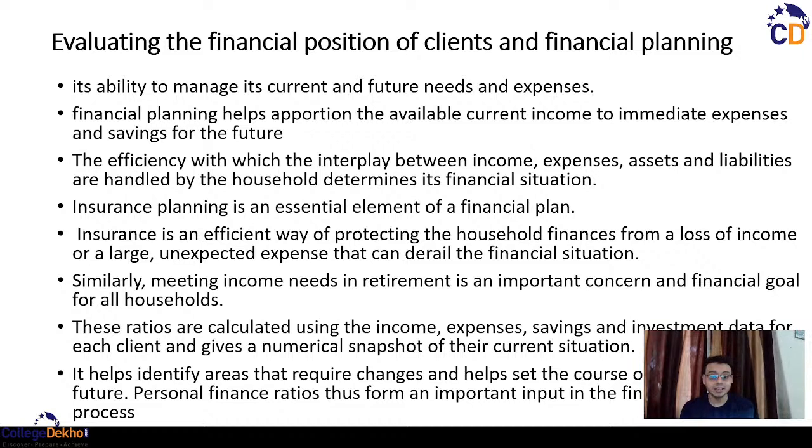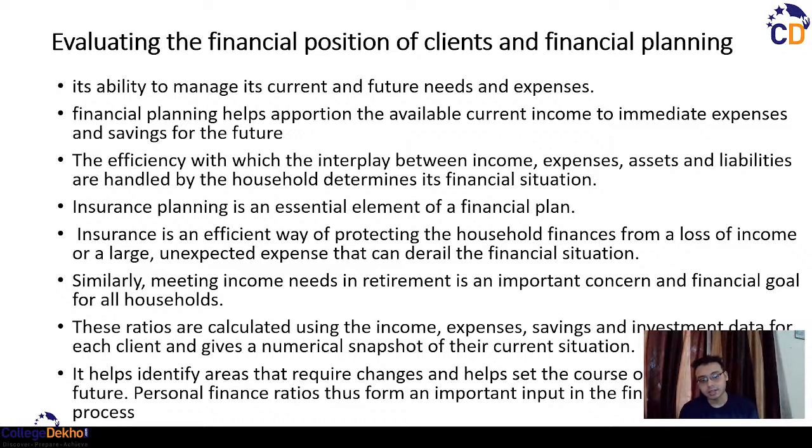Similarly, meeting income needs in retirement is an important concern and financial goal for all households. Because of these things, you also have to take into consideration that you're planning for retirement, how much corpus you must have that can sustain your living. Like maybe you retire at the age of 60, so you have to see, if your life expectation is till 80, how much amount you must have with you.